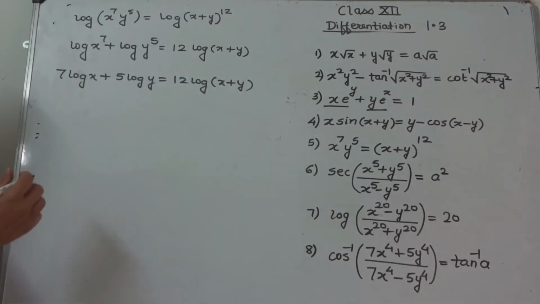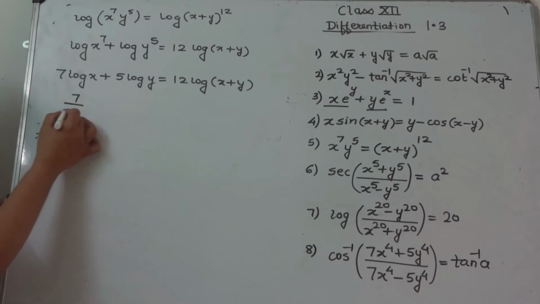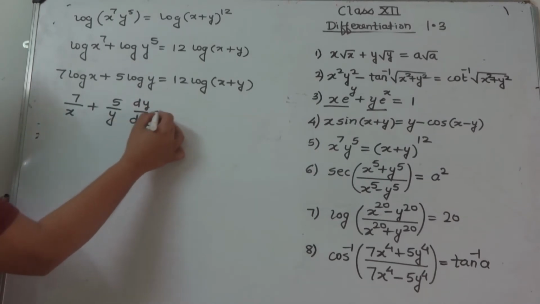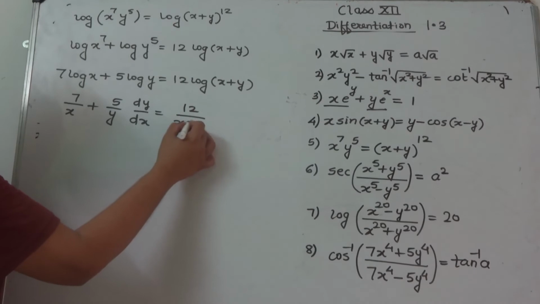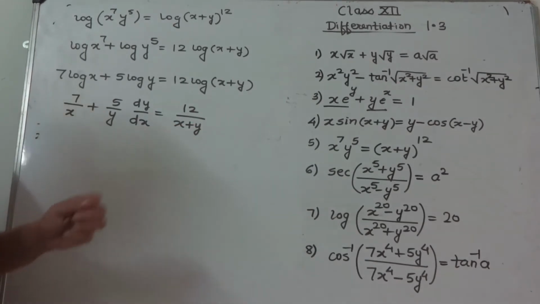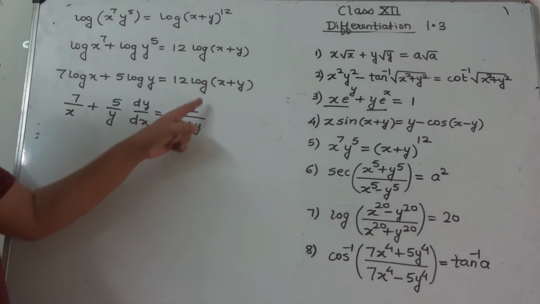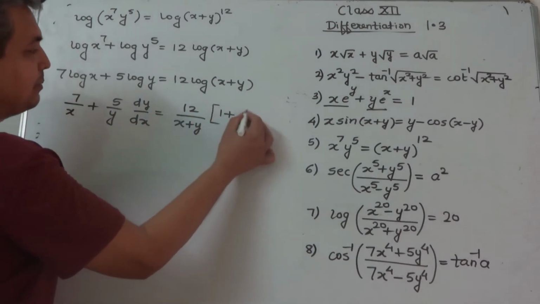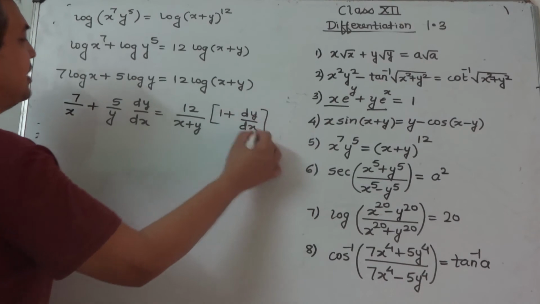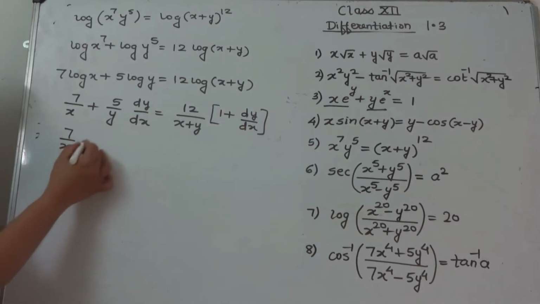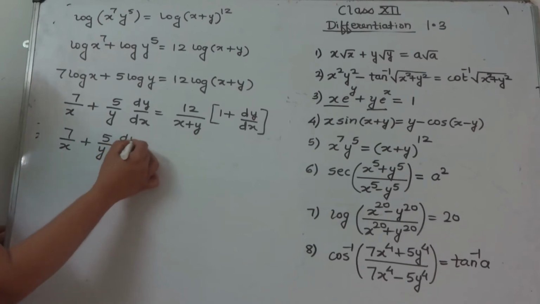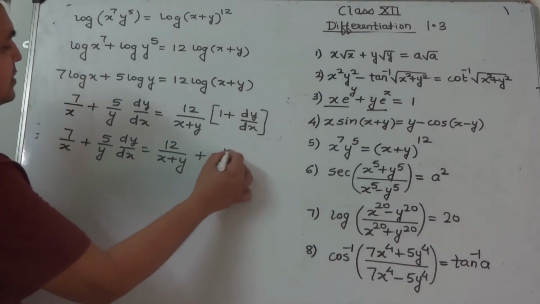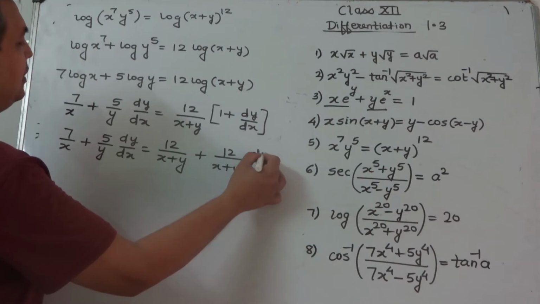And now we differentiate each term with respect to x and see what we get. 7 upon x, plus 5 upon y dy by dx, is equal to 12 upon... Now derivative of log x is 1 upon x. So derivative of log of x plus y is 1 upon x plus y, chain rule, into derivative of x plus y, which is 1 plus dy by dx. Now students, we open the bracket and write 7 by x plus 5 by y dy by dx equal to 12 upon x plus y plus 12 upon x plus y into dy by dx.